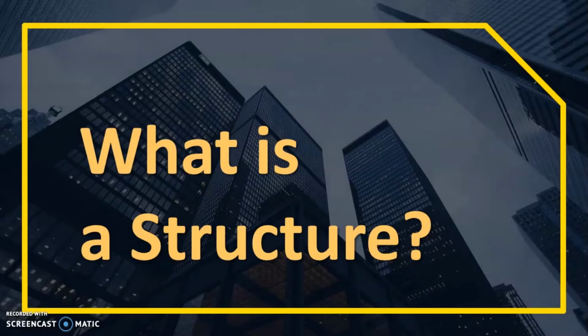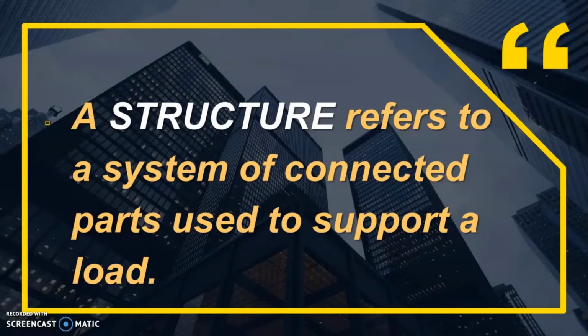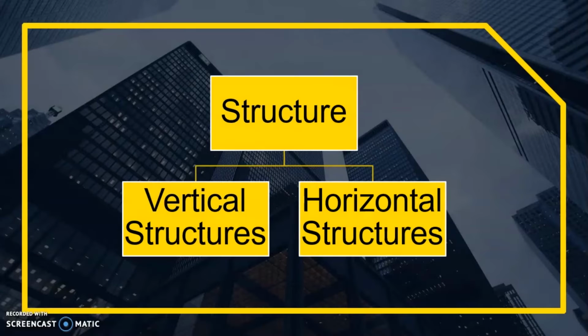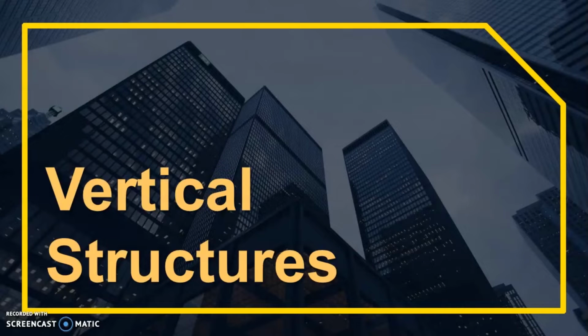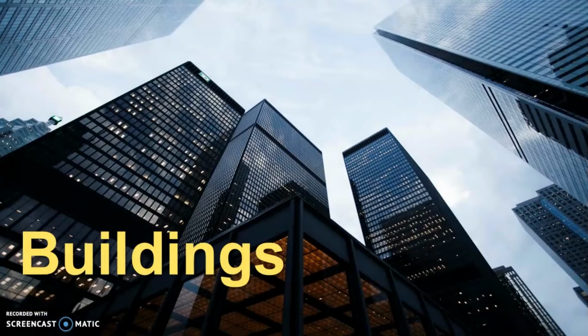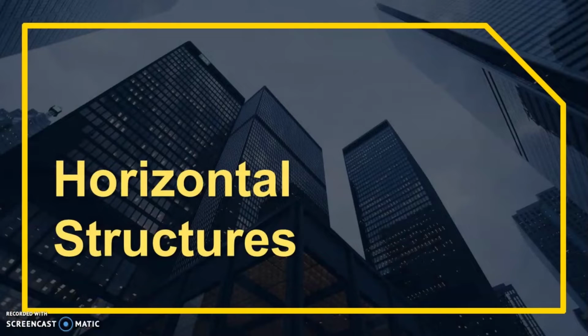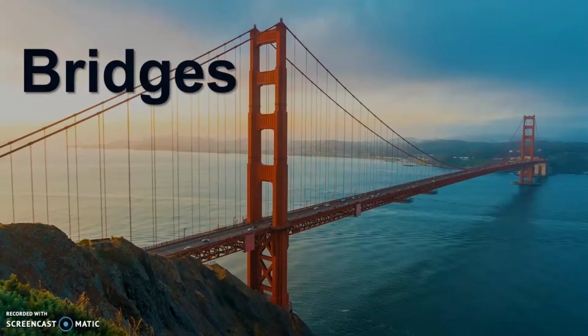So, let us first define a structure. A structure refers to a system of connected parts used to support a load. So basically, we have two types of structure. We have vertical structures and horizontal structures. Example of vertical structures, we have buildings and towers. And example of horizontal structures like bridges and roads.